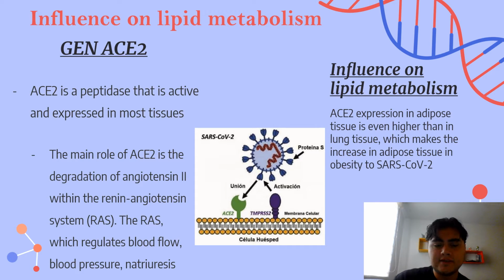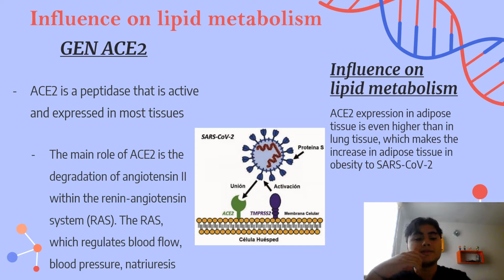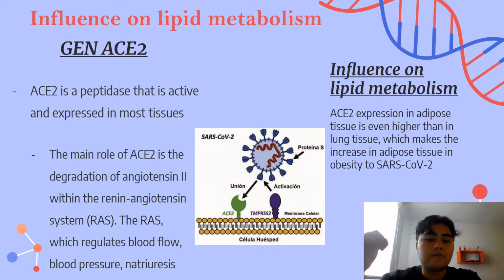The main role of ACE2 is the degradation of angiotensin II within the renin-angiotensin system, the RAS, which regulates blood flow, blood pressure, natriuresis, and blood volume control. It is composed of several different components that make it possible for the body to have coordinated reactions to different triggers. For example, angiotensin I is metabolized by ACE to form angiotensin II, which is then further metabolized by ACE2.